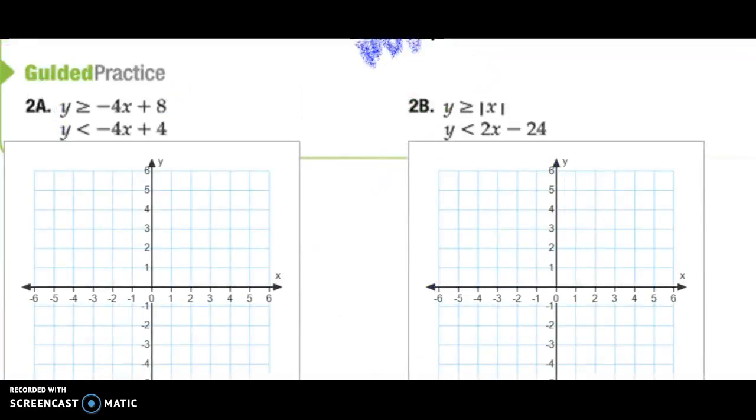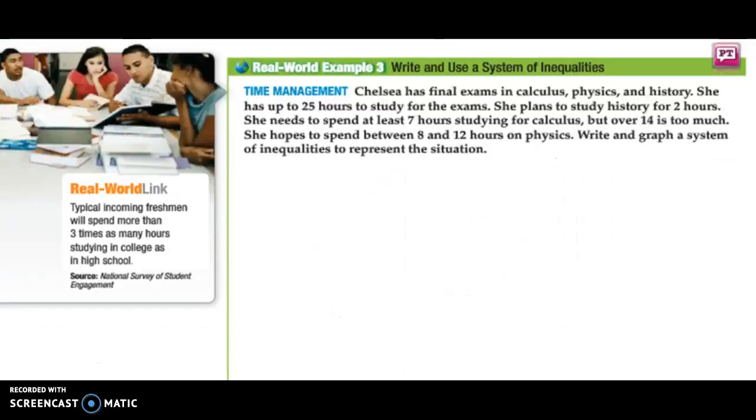Here's a couple guided practice problems that you can try as well. We can also use this information to solve word problems. So here's an example of one.